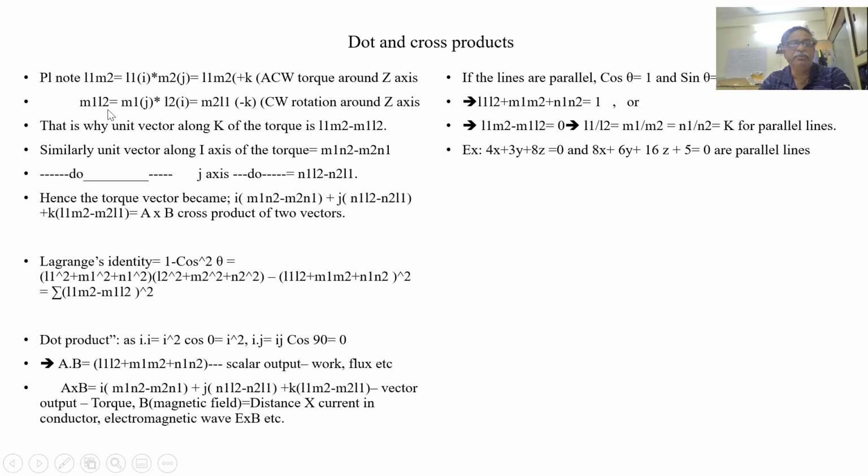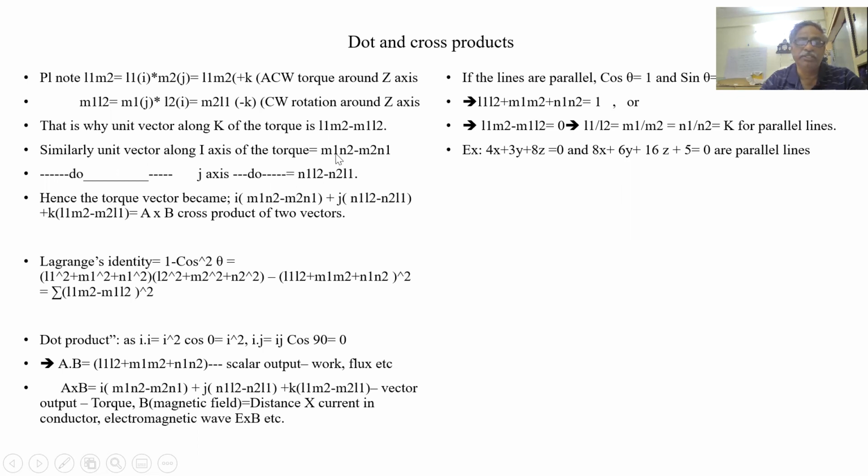Now what is M1 L2? M1 is J, L2 is K, because L is in the direction of the x-axis and M is in the direction of the y-axis. J cross I is minus because the rotation is clockwise. So these two get cancelled. Finally, what prevails in the K direction, the Z direction, is L1 M2 minus M2 L1. That is why the unit vector along K of the torque is L1 M2 minus M1 L2.